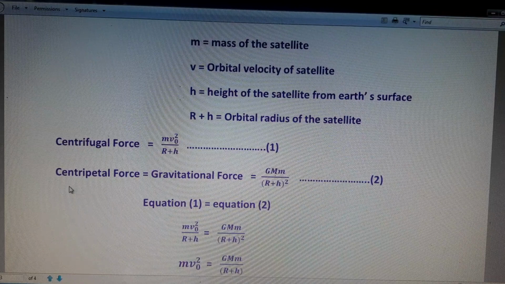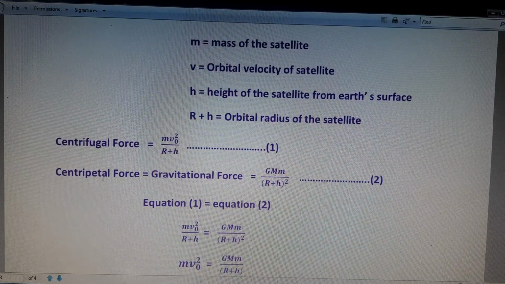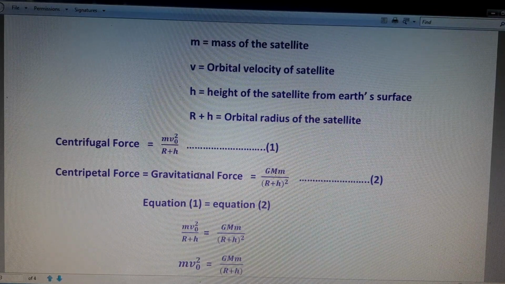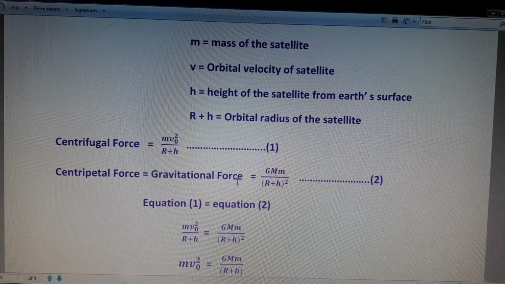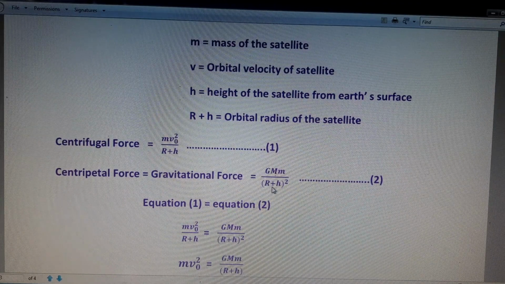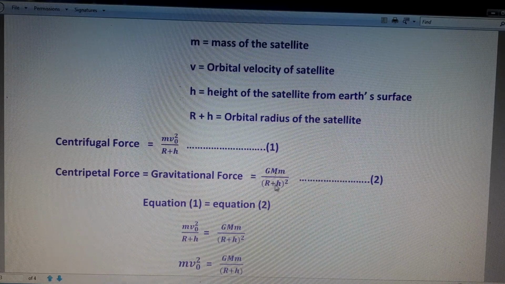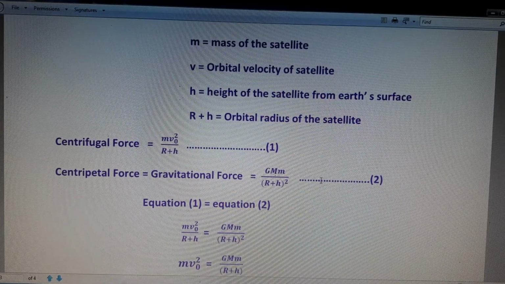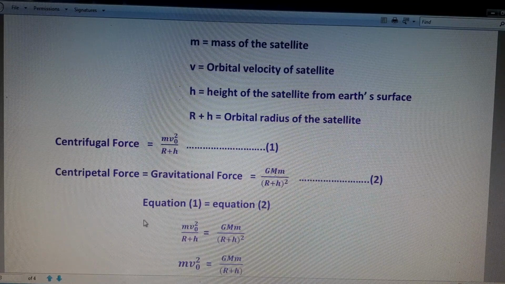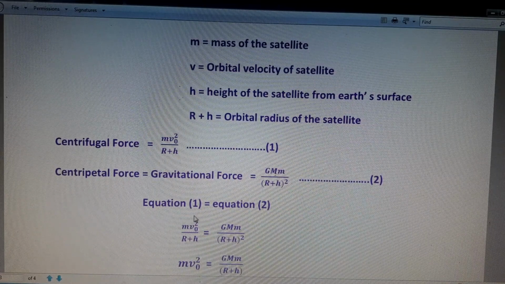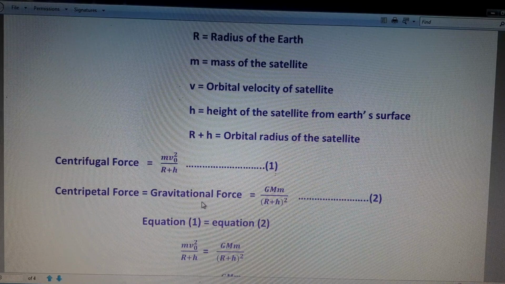And the centripetal force magnitude is equal to the gravitational force, so that is equal to G M m by (r plus h) whole squared. We can take this equation by using Newton's gravitational law. So this is equation number 2. So we can equate the equations. Equation number 1 is equal to equation number 2.